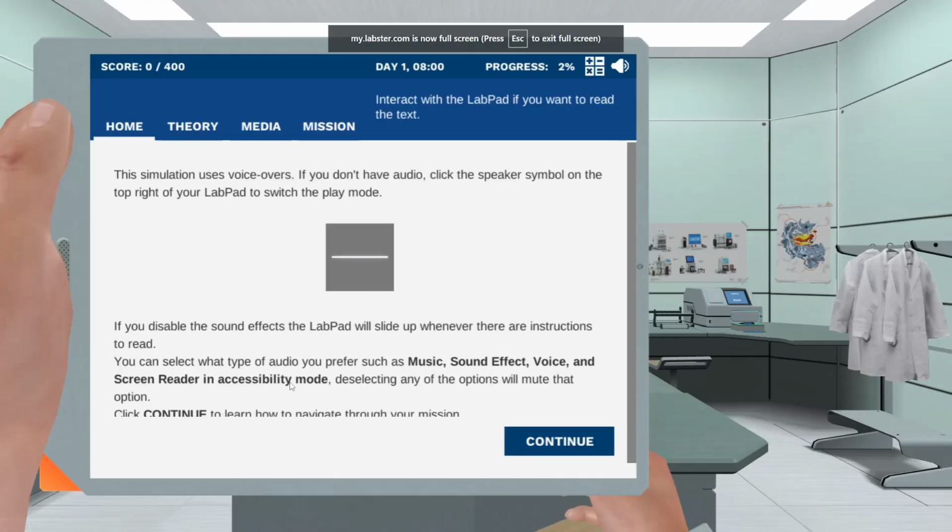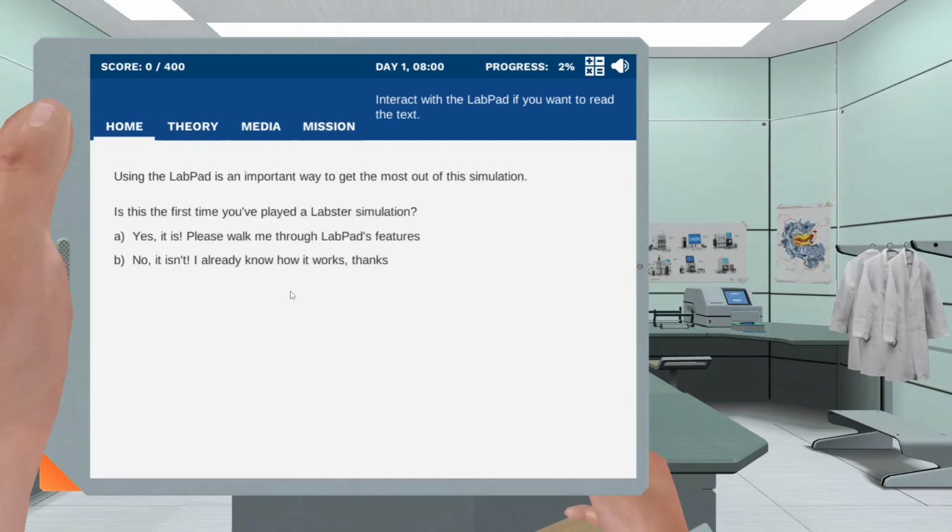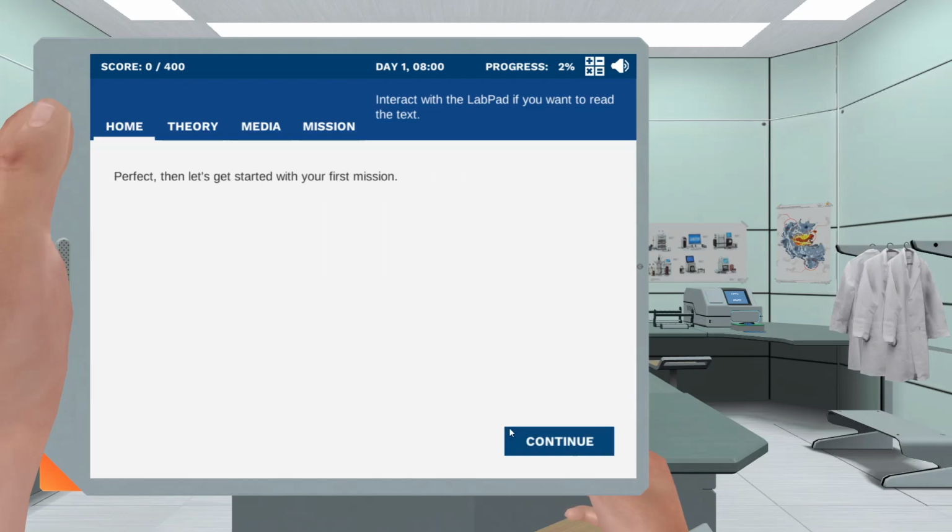This simulation uses voiceovers. Using the lab pad is an important way to get the most out of this simulation. It's perfect, then let's get started.